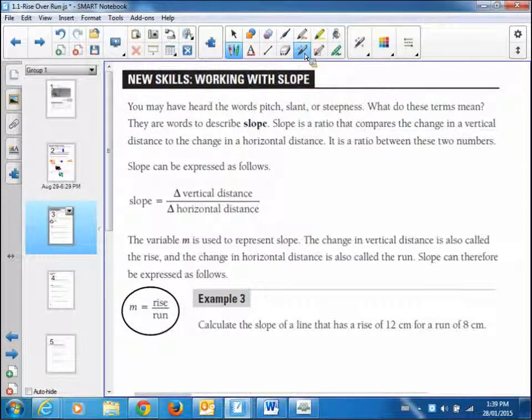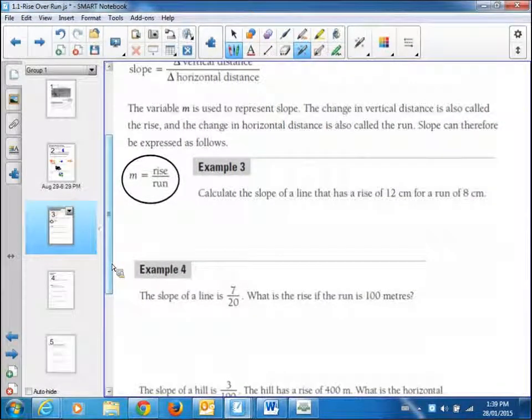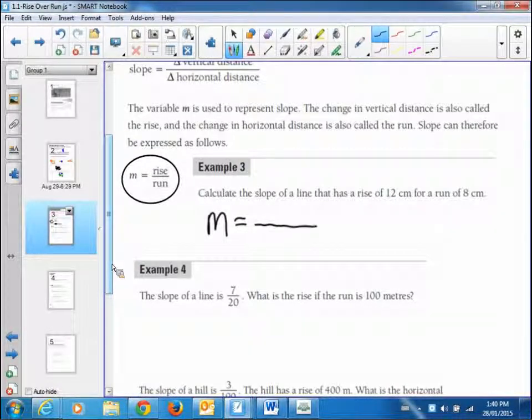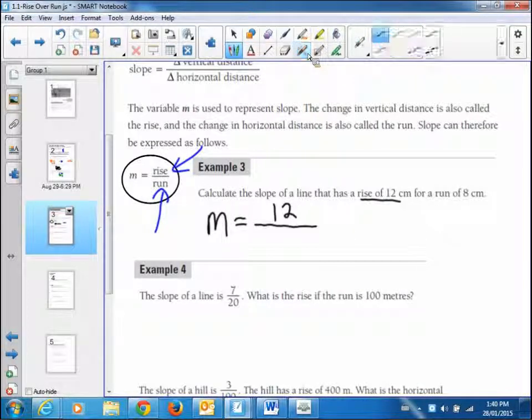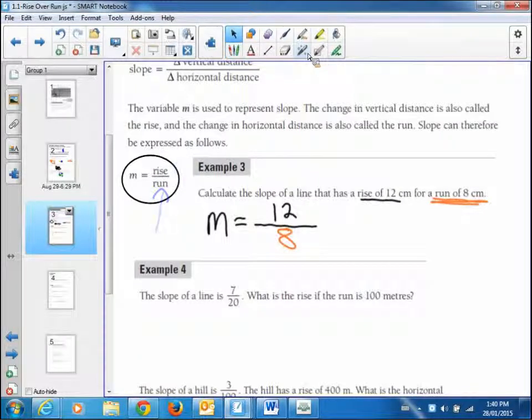Now, all you need to do for this ratio is calculate the slope. And we use the letter M. That's the other thing that doesn't make sense. Why not S? Well, we use M. What is the slope here? The rise over the run. We literally just take the rise of 12 and put that on the top. Why on the top? Because the formula said rise. On the bottom we say run, so the run, 8 centimeters, goes on the bottom. And that's that. Now you can reduce the fraction.